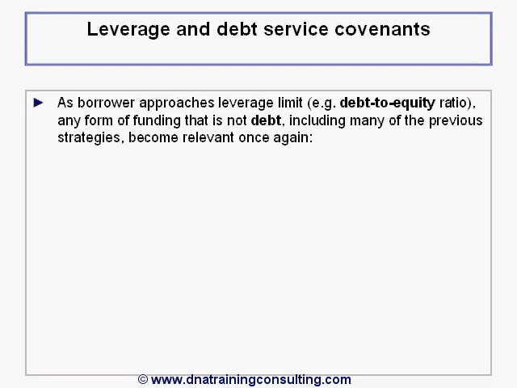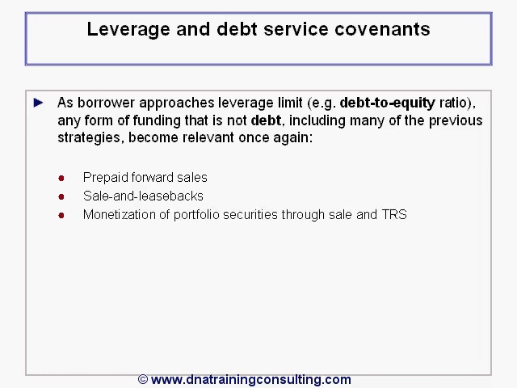As a borrower approaches its leverage limit, assuming it, for example, to center around the debt-to-equity ratio, any form of funding that does not constitute debt, including many of the strategies already discussed, becomes relevant once again. Prepaid forward sales, sale and leasebacks, monetizations of portfolio securities through sale and total return swap, and so on.